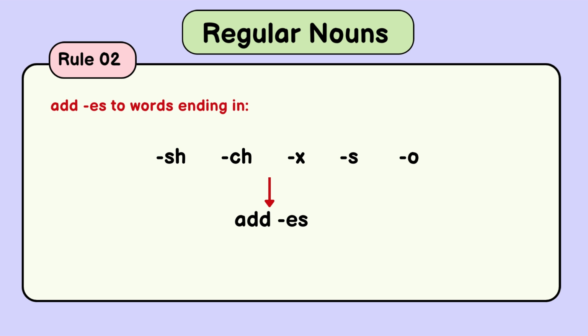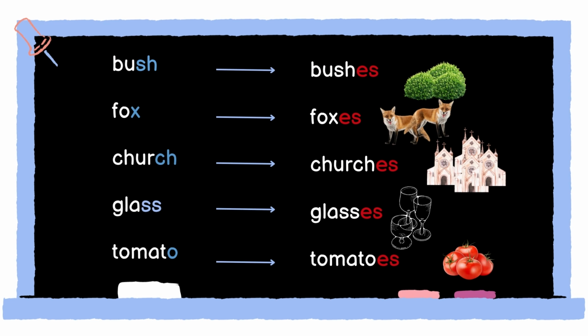However, we need to remember that we should add es to words that end with sh, ch, x, s, or o. Remember this rule. Here are some examples. Look at these words that end with the sounds sh, ch, x, s, and o. Bush becomes bushes. Fox, foxes. Church, churches. Glass, glasses. Tomato, tomatoes.